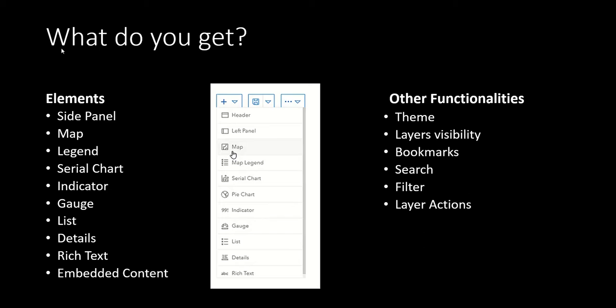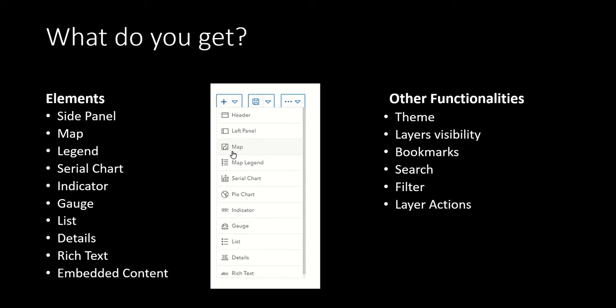So with ArcGIS Dashboards, these are the elements and functionalities that you get. You get a side panel, map, legend, serial chart, indicator, gauge, list, details, rich text, and embedded content. We will be using some of these elements to create a dashboard in a little while, but this list keeps growing, and these are what is available as of now, but I wouldn't be surprised to find more elements being offered in the days to come.